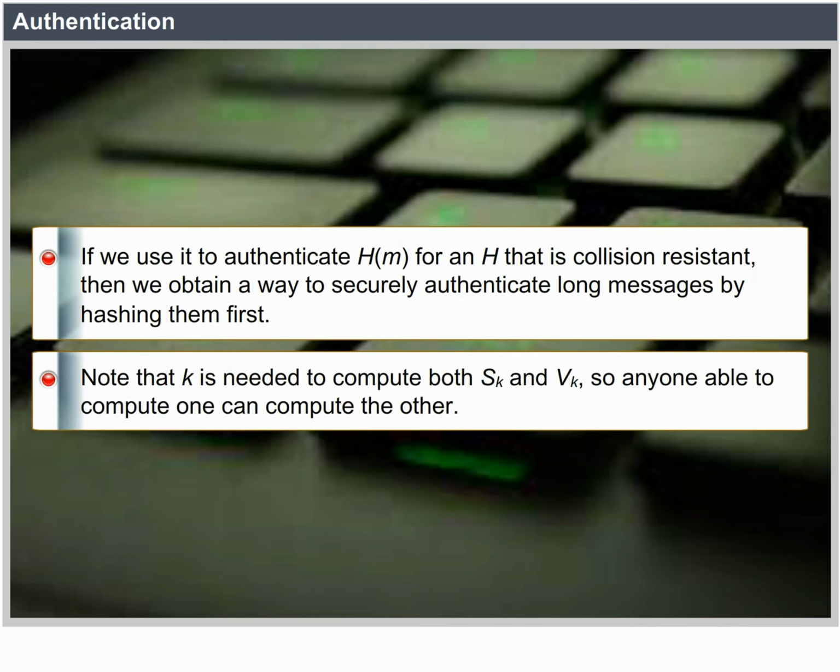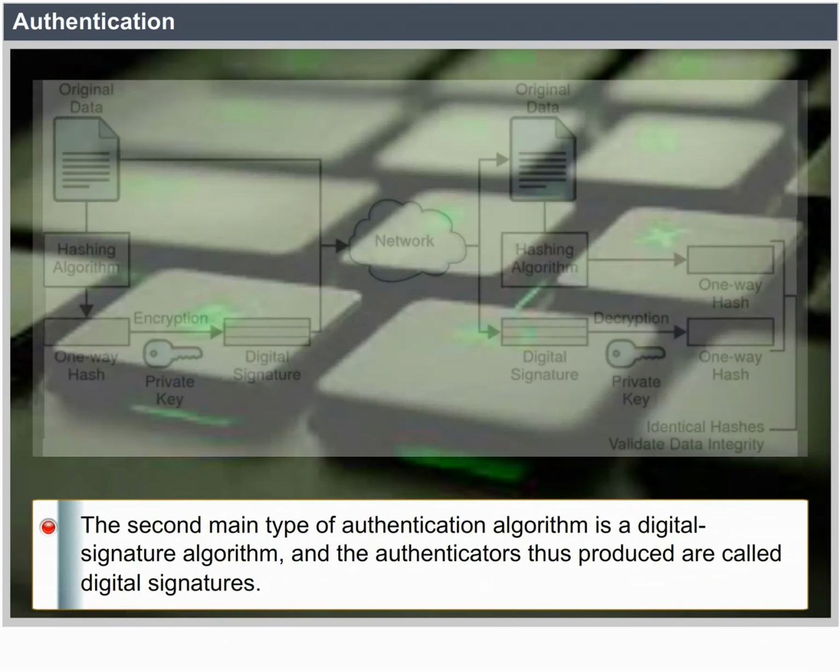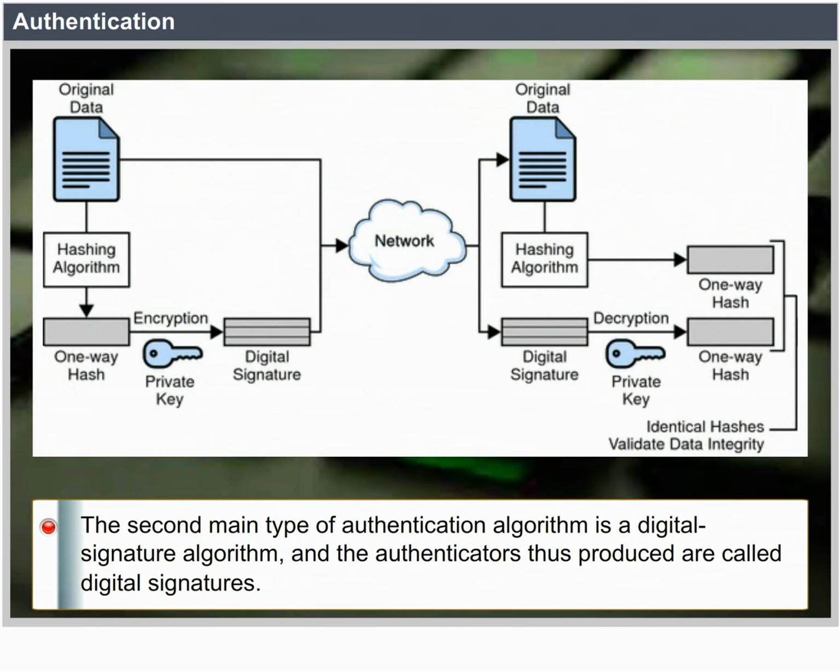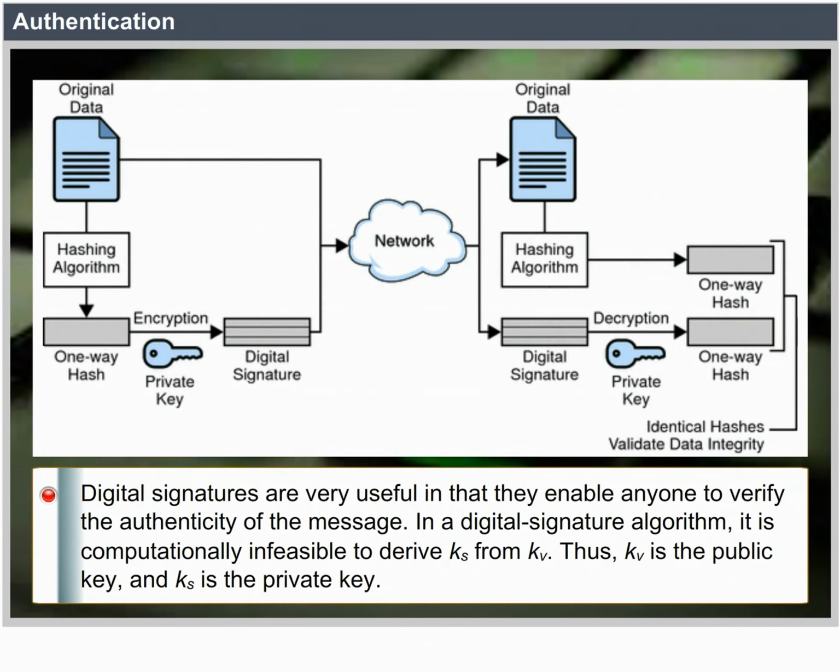The second main type of authentication algorithm is a digital signature algorithm, and the authenticators thus produced are called digital signatures. Digital signatures are very useful in that they enable anyone to verify the authenticity of the message. In a digital signature algorithm, it is computationally infeasible to derive KS from KV. Thus, KV is the public key and KS is the private key.